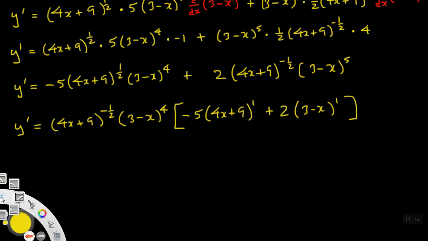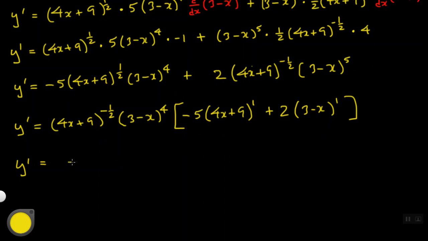And now close this thing down. It's in the way. We can start to move some negative powers. I guess just that one negative power to the denominator. So that's going to be 4x plus 9 to the power of positive a half now. So that's looked after. And we're going to have a 3 minus x to the power of 4.